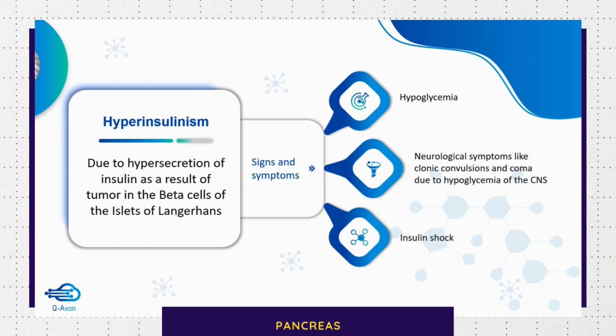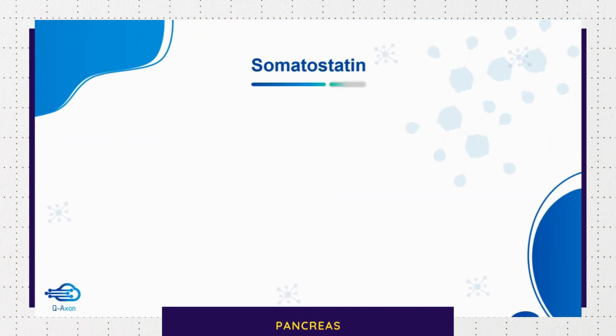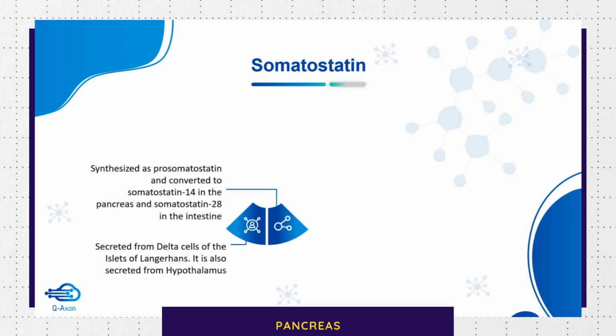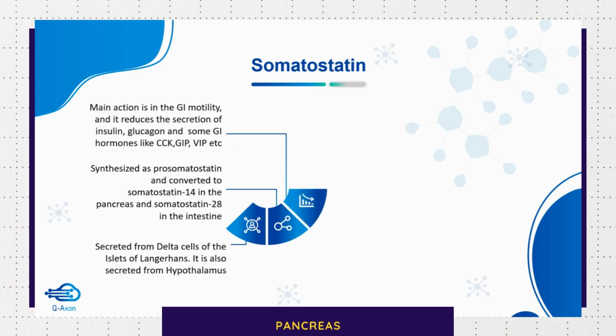Moving on to somatostatin. It is secreted from the delta cells of the islets of Langerhans. It is also secreted from hypothalamus. It is synthesized as prosomatostatin and converted to somatostatin 14 in the pancreas and somatostatin 28 in the intestine. It plays a main role in gastrointestinal motility, and it reduces the secretion of other hormones like insulin, glucagon, and some gastrointestinal hormones like cholecystokinin, GIP, VIP, etc.